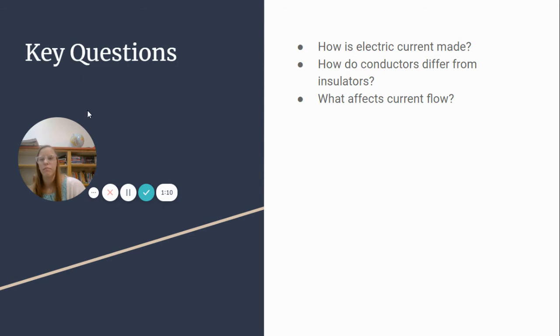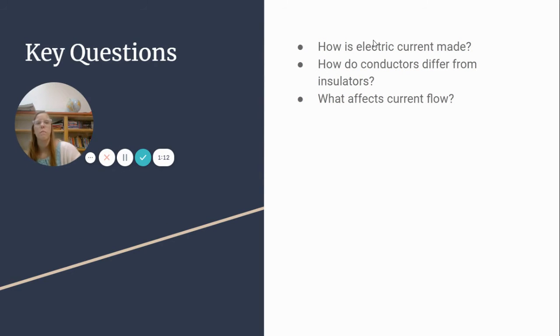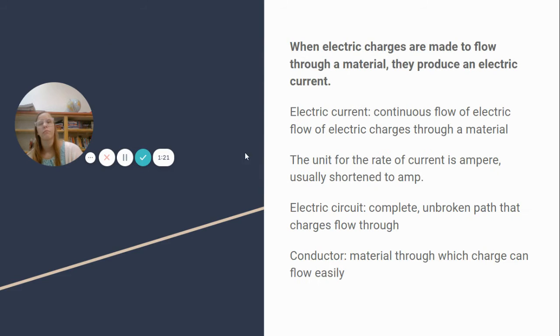So super cool there. What are our key questions for today? 1, how is electric current made? 2, how do conductors differ from insulators? And 3, what affects current flow?